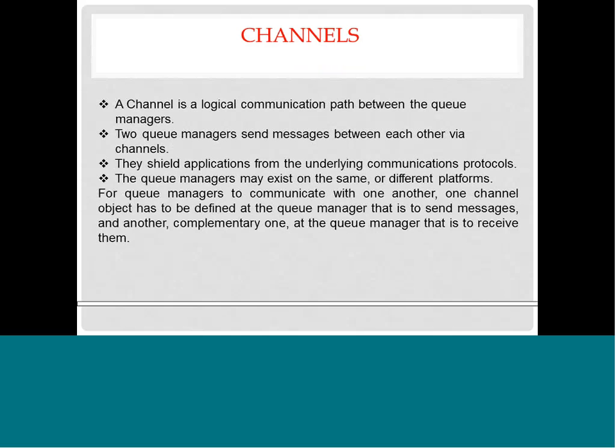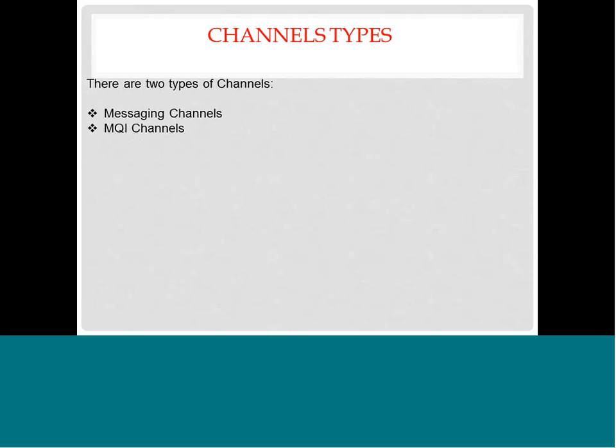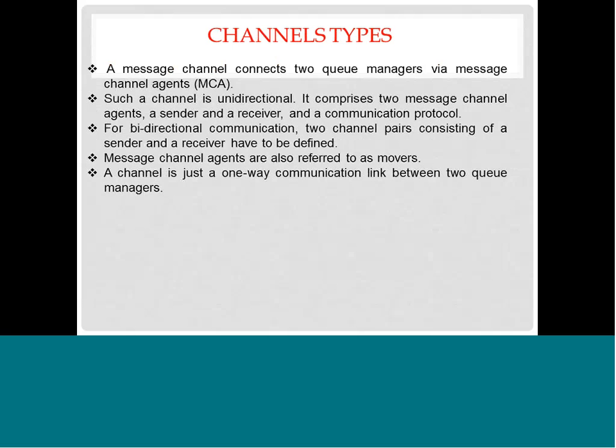There are channels. A channel is a communication path between one queue manager and another queue manager. When you want to make a communication from one machine to another machine, channels are the main, important communication method, the communication interfaces. Using the channels, we make the communication. There are many channel types: messaging channels and MQI channels. Messaging channels are again divided into two parts. Those will be discussed.